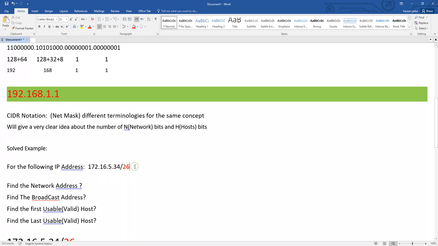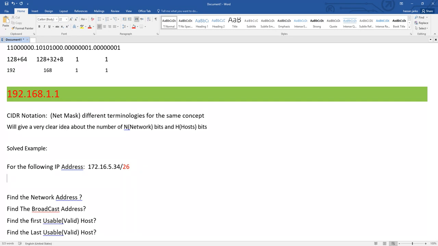Let me write it down here. So 32, which is the total bits of the IP address, minus 26, which is the CIDR notation. This will be 6. Okay, 6 bits. Those we call the host bits. And the 26 we call the network bits, or network portion.